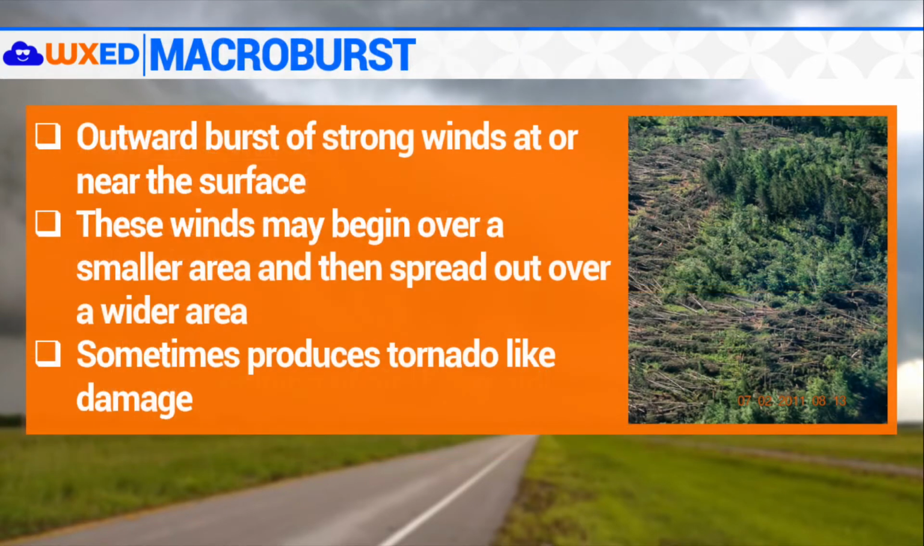Moving on to a macroburst. This is an outward burst of strong winds at or near the surface. These winds may begin over a smaller area, but then eventually they'll spread out over a wider area. And sometimes it produces tornado-like damage.